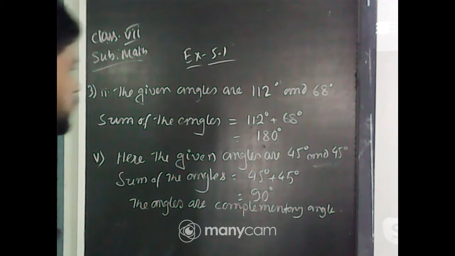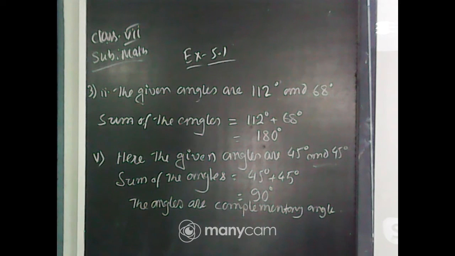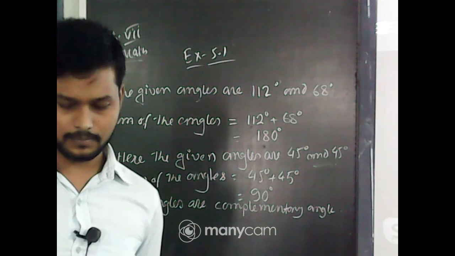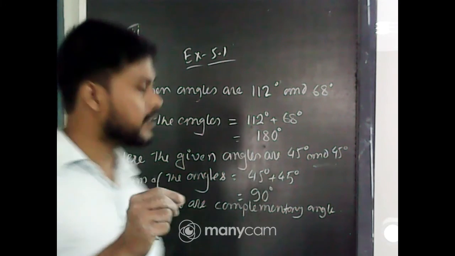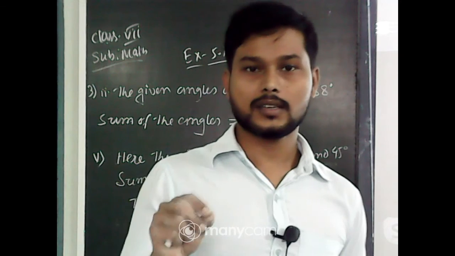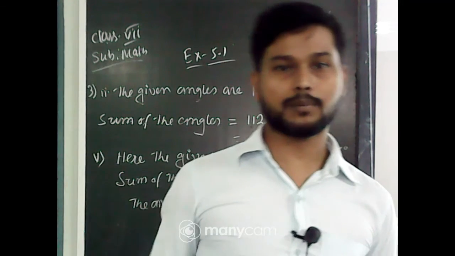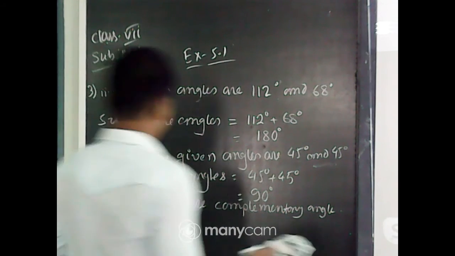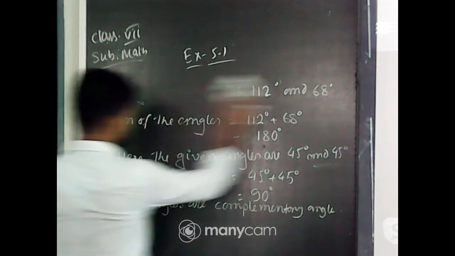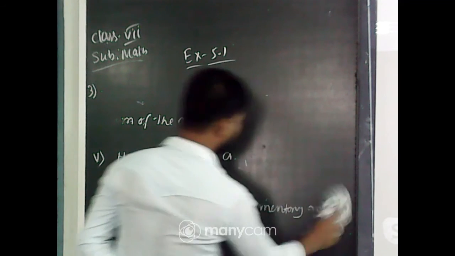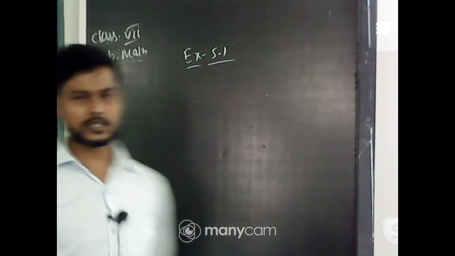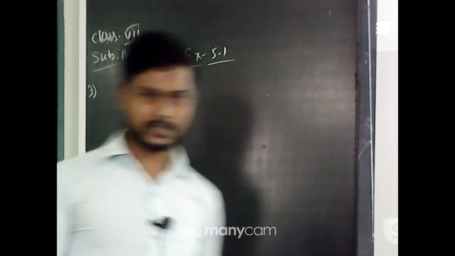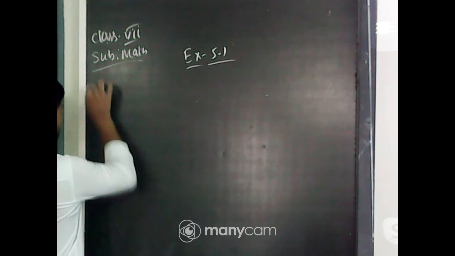Question number 4. Okay, so read the question first. Find the angle which is equal to its complement. So we have to find one angle which is equal to its own complement. Look, we don't know what the value of the angle will be, isn't it? So we consider that the angle which is equal to its own complement is x.